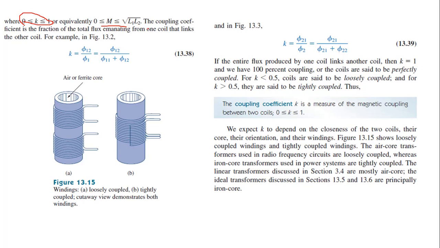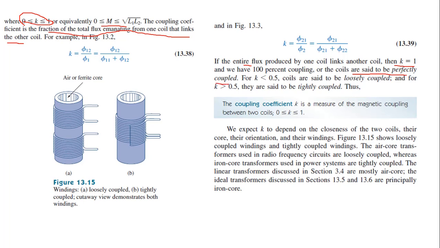So the coupling coefficient is nothing but the fraction of total flux emanating from one coil that links the other coil. That is the definition of the coupling coefficient K, right? How much flux from one coil links with the other coil is given by this parameter K. Now if the flux in coil 1 is linked 100% with coil 2, then the value of K will be equal to 1, and those coils are said to be perfectly coupled coils.